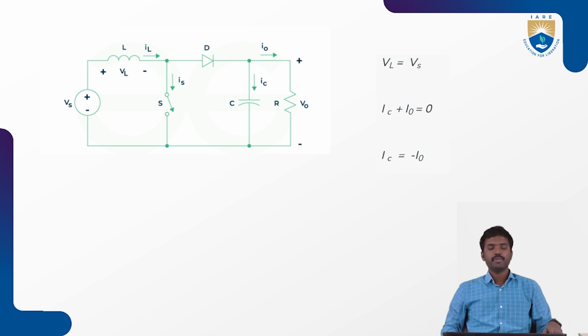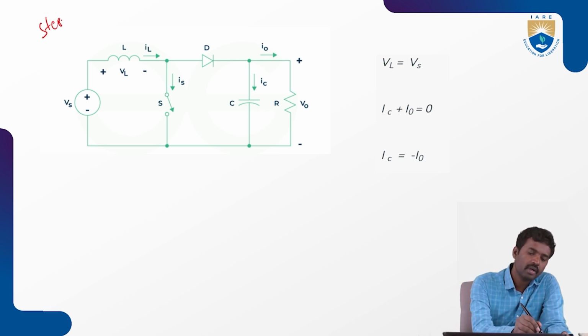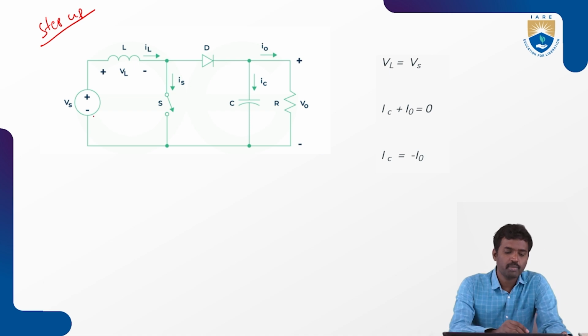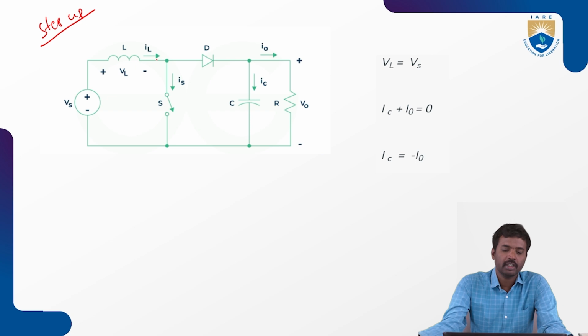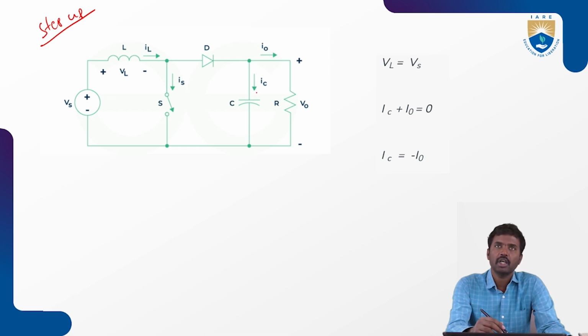And this is the step up chopper. Here the power source is represented with Vs, the inductor is L, and the switch is S. Next, this is the diode D, the freewheeling diode. This is the capacitor C, and the load is an RL load. The voltage across the inductor is VL, the current flowing through the inductor is IL, the output voltage is V naught, and the output current is I naught. The current flowing through the capacitor is IC, and the current flowing through the switch is IS.